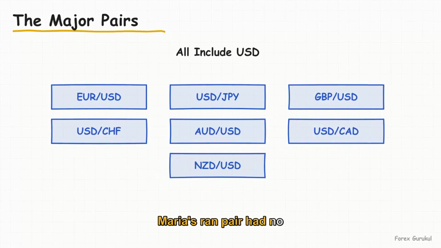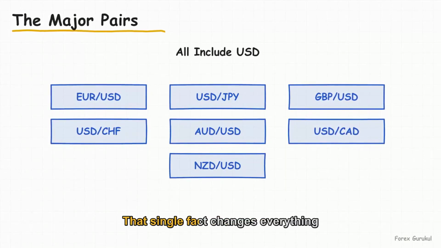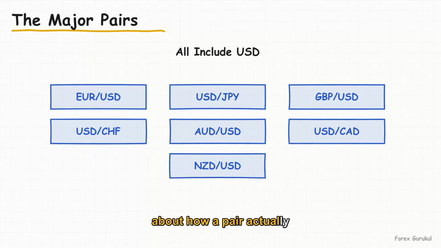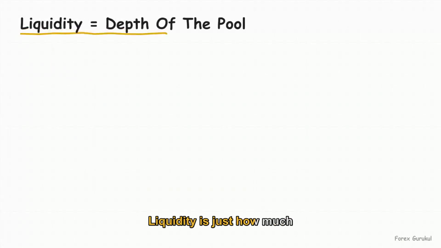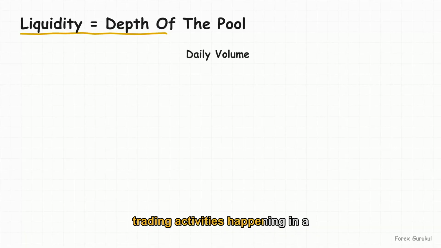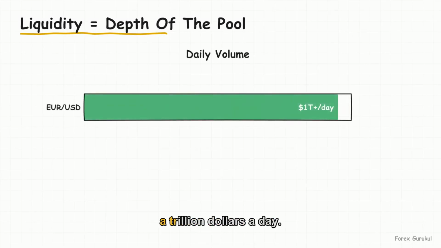Maria's rand pair had no dollar in it at all. That single fact changes everything about how a pair actually behaves. And it comes down to one word we have not defined yet: liquidity. Liquidity is just how much trading activity is happening in a pair right now, how many buyers and sellers are stacked and ready. Euro dollar alone moves over $1 trillion a day.